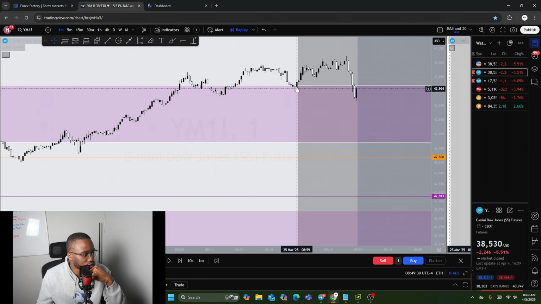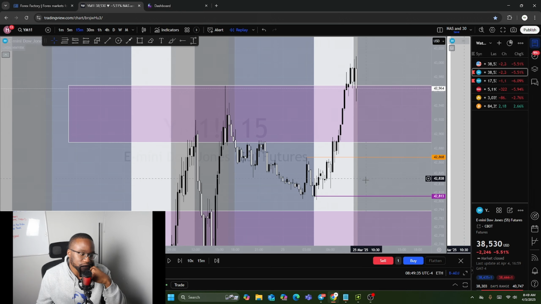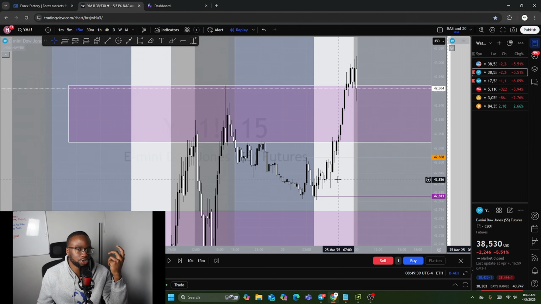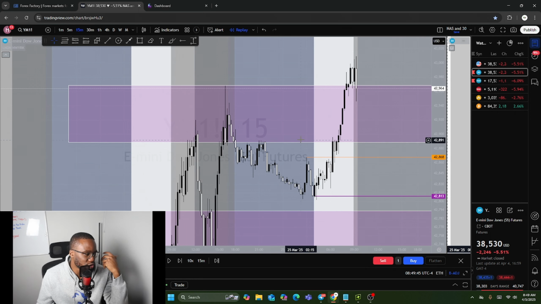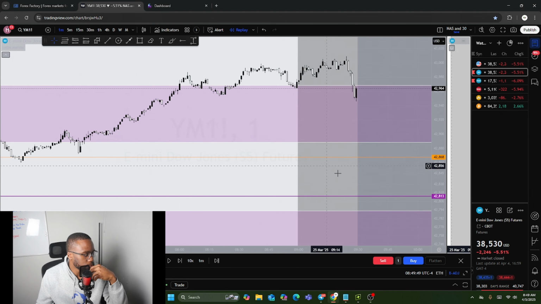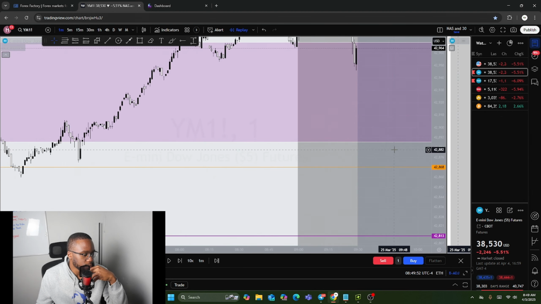Then we get this structure break right here. Let's see where, on the 15-minute time frame, all the way down here before I'll be like, the 15-minute time frame is now showing me bearish, let's go sells. It's all the way down here. So I think I'm primarily still going to be trying to buy.